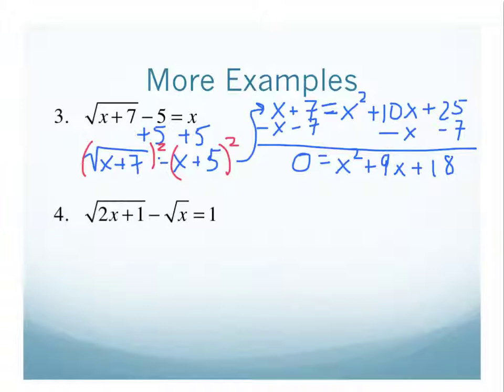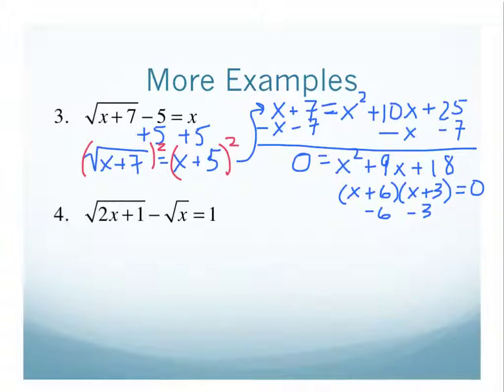So factors of 18 that add up to 9. And those factors are 6 and 3. All right, going to move my equals 0 to the other side. That means my solutions are negative 6 and negative 3. However, when I go back to the original equation and I start plugging them in, we have a problem.